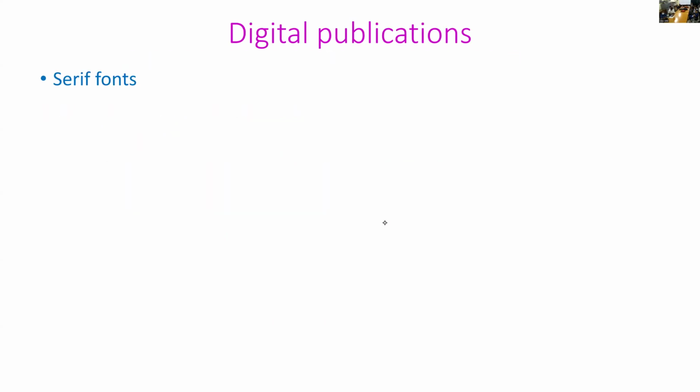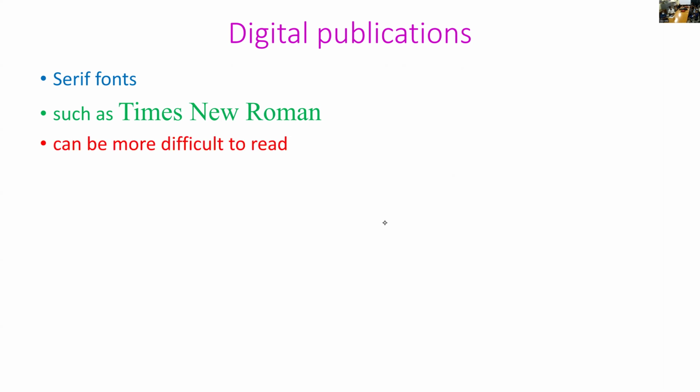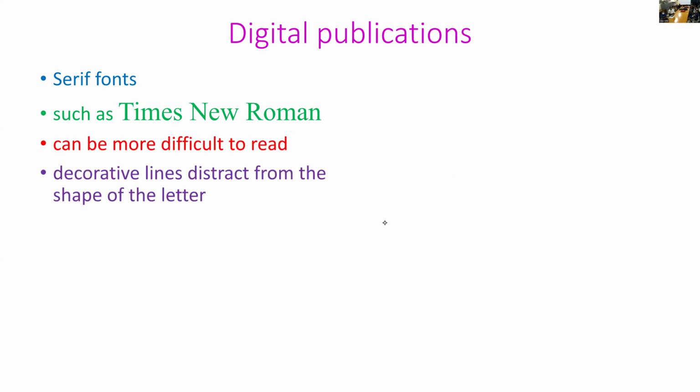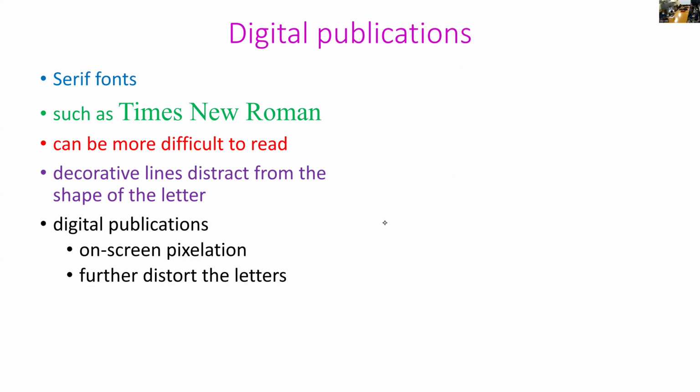So most digital publications, that means online publications, they want it to be in a serif font, such as Times New Roman. Now you can see, everybody can identify T is like that. Difficult to read actually. These decorative lines distract the reader. So somebody with a problem with reading goes, what are the strange things there? Is it T or is it something else? It can be distracting for people.